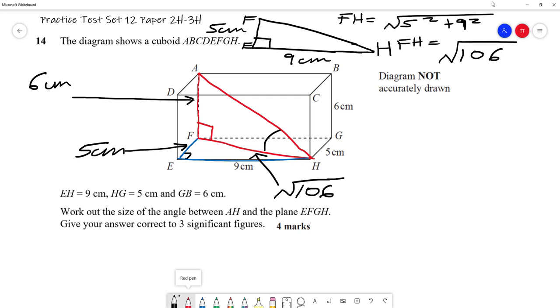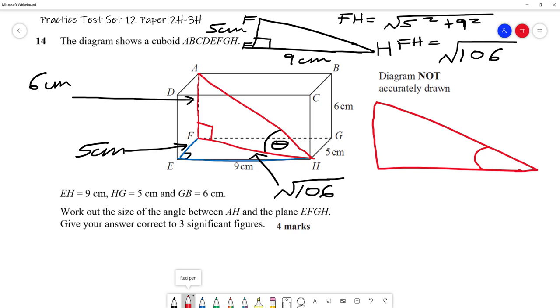The angle required is here. It's theta. I'm going to draw that red triangle out so we can see exactly what's going on here. This is the angle theta. We know that this is 6 centimeters. So it's A, F, and H. We've just worked out that FH, which is the base of the triangle, is the square root of 106.